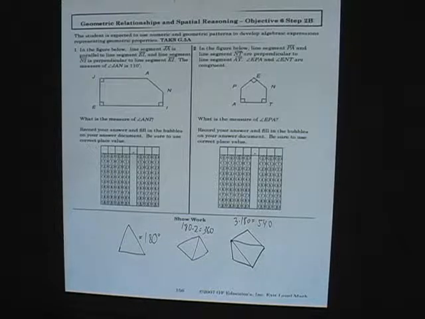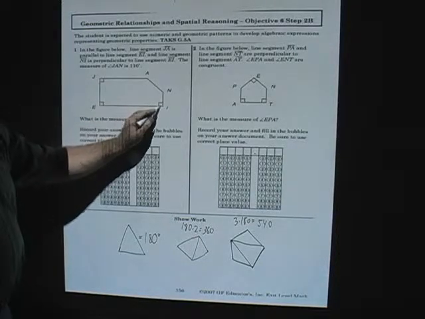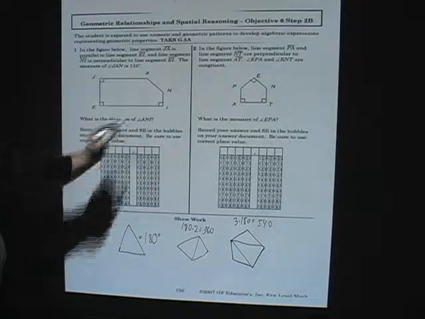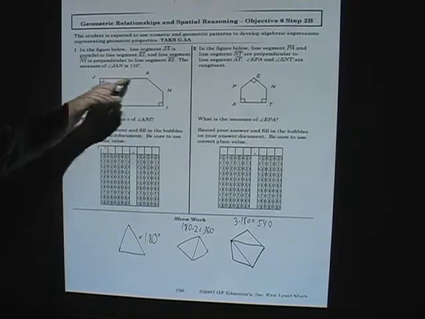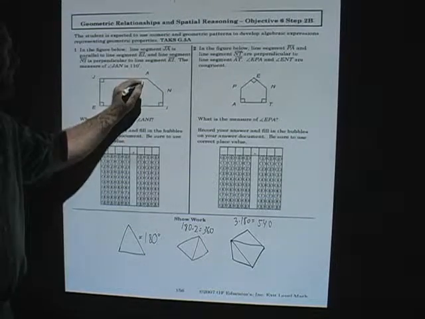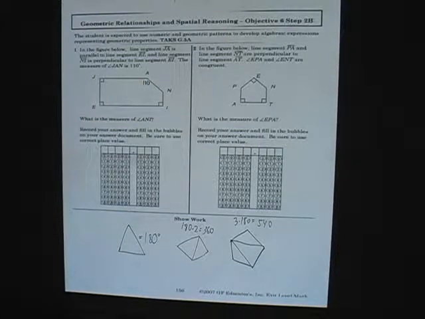Number 1, in the figure below, line segment JA is parallel to line segment EI, and line segment NI is perpendicular to EI. So that makes a 90-degree angle. The measure of angle JAN is 110 degrees. Here's J, here's A, here's N. So JAN is this angle right here, and we're given that it's 110 degrees.